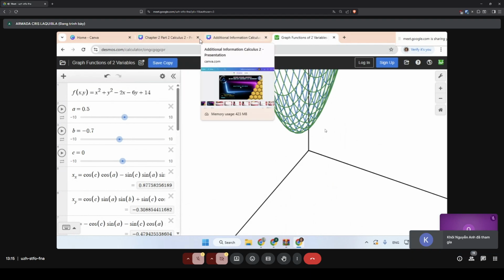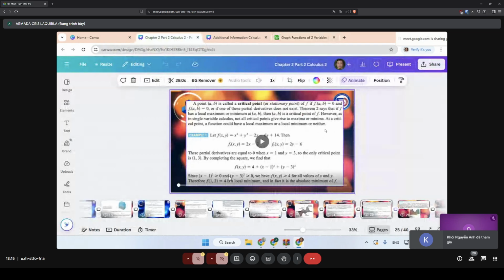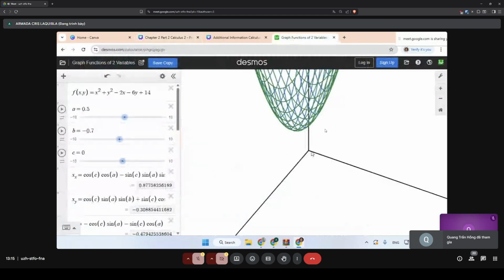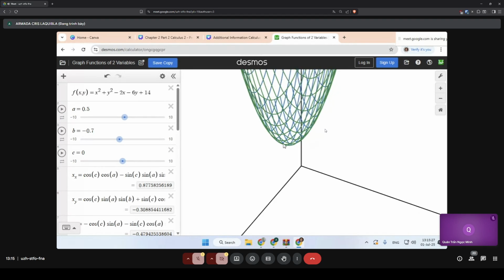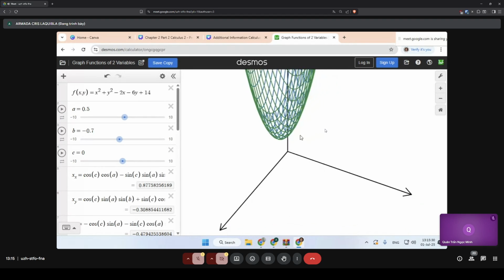That's it. Your x there is 1, your y there is 3, and your z is 4. And as you can see in the graph, yeah, the 4 must be straight here. Okay? And the value of your x there is 1, and the value of your y there is 3. Okay? That's it. That's why it's lowest there.